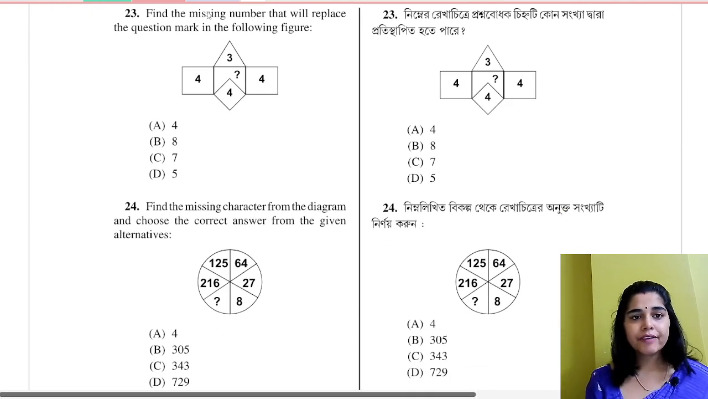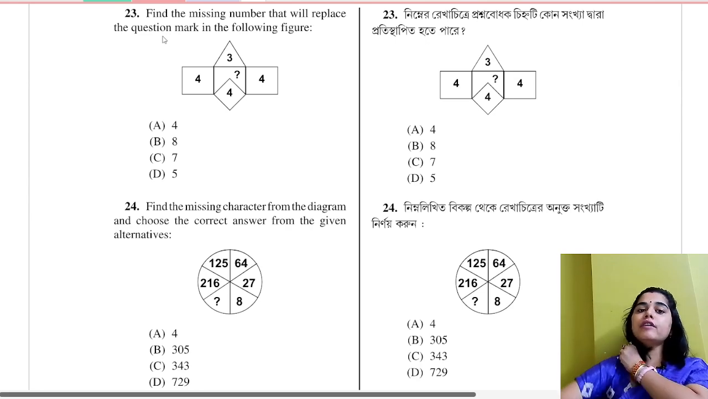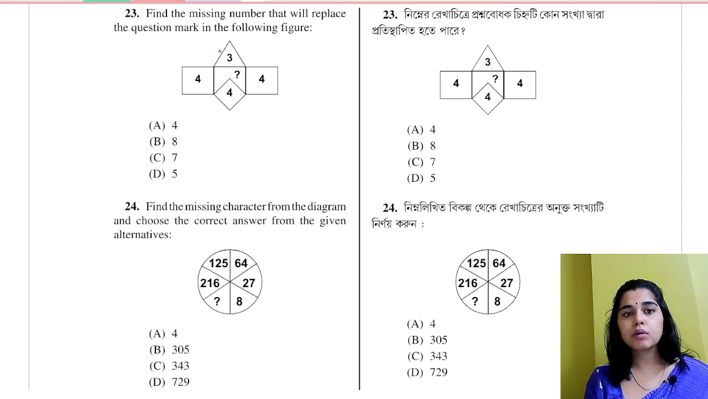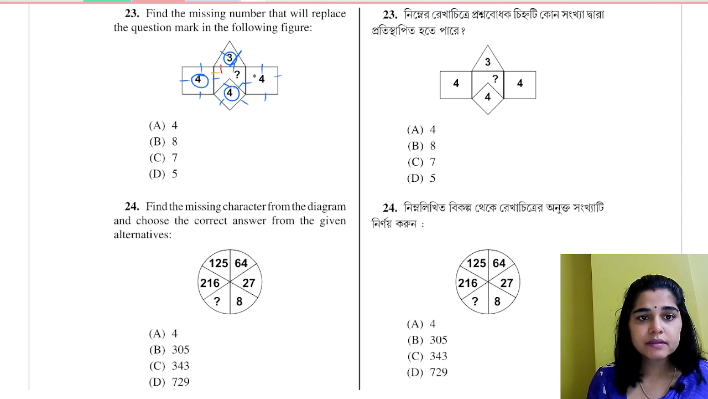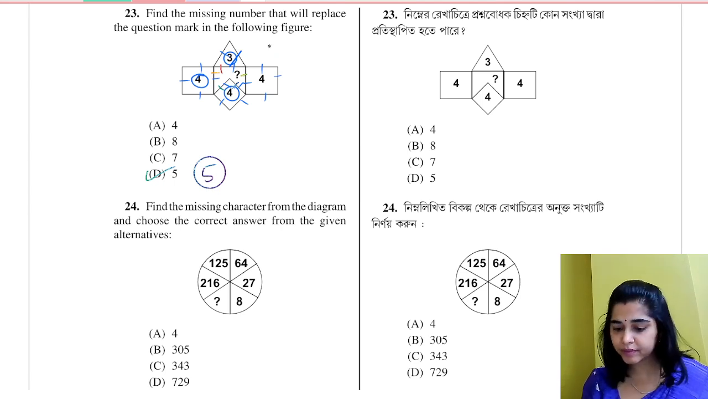Find a missing number that will replace the question mark in the following figure. So what is this? 1 side, 2 sides, 3 sides. Here it is 3 sides, that's why they have given 3. And here, 1, 2, 3, 4 sides, so that's why it is 4. Same way, 4 sides, so 4. This is also 4 sides, so 4. And here count how many sides there are. 1, 2, 3, 4, 5 sides. How many? 5 sides are there. So the answer will be 5.